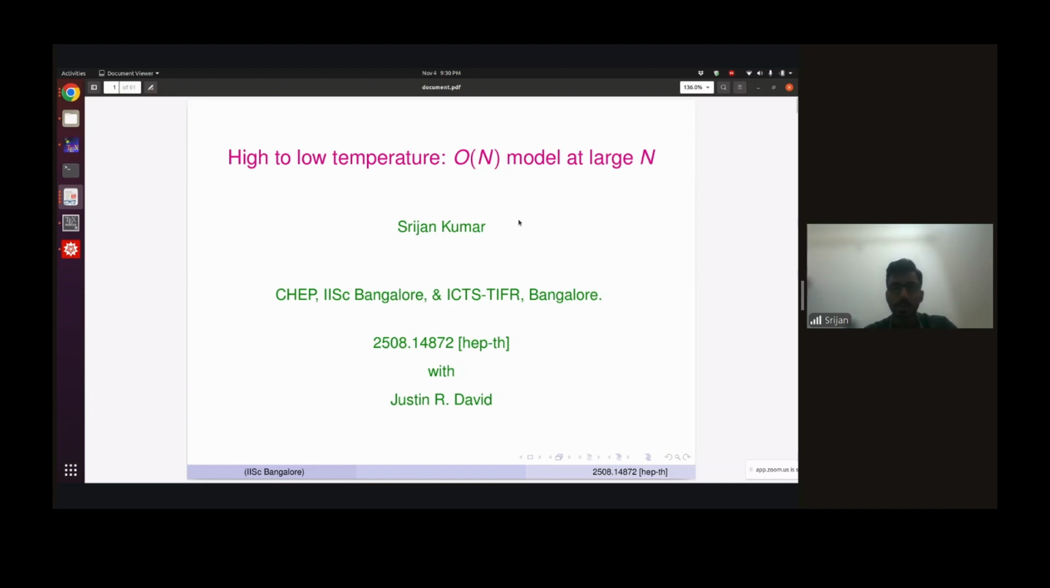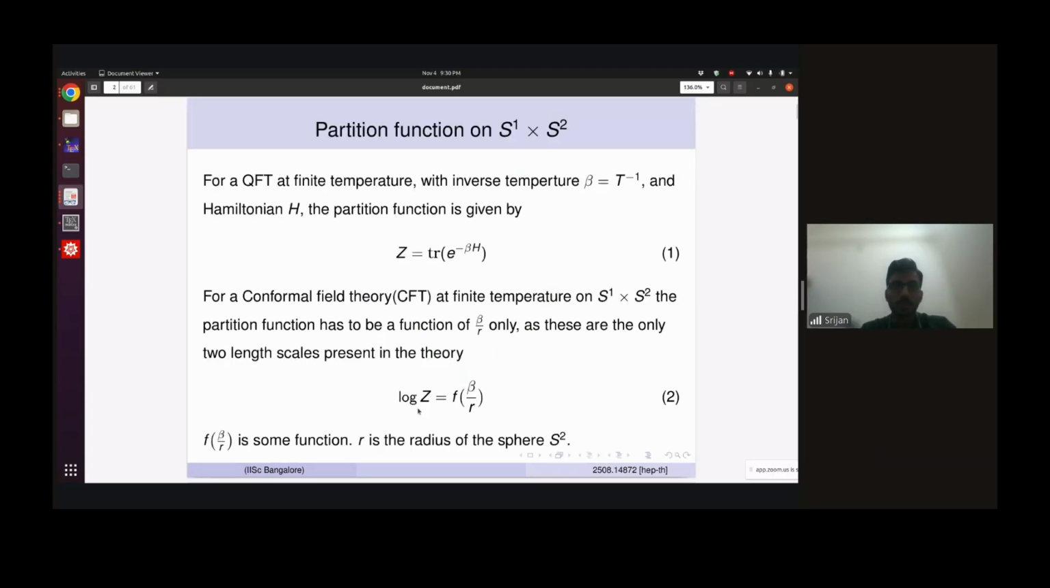Yeah, I'll be talking about high to low temperature flow in a model at large N. This is a recent work with Justin David. So let us just start with a few basics.